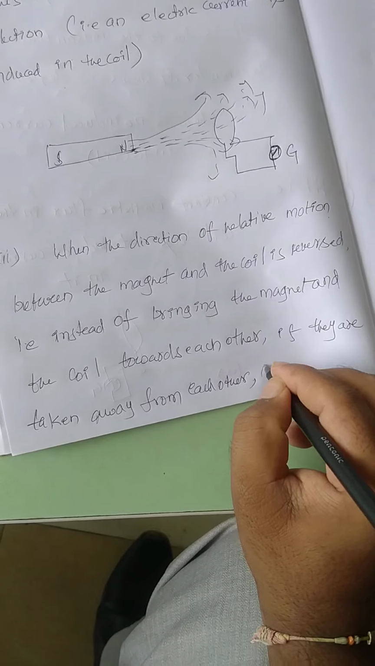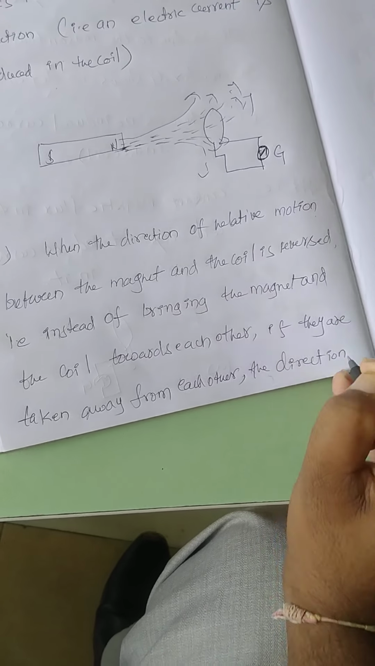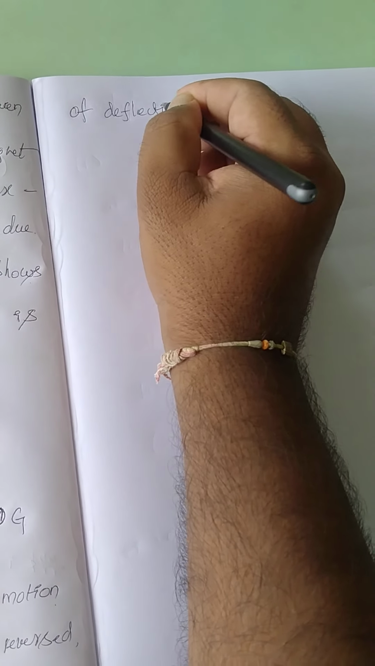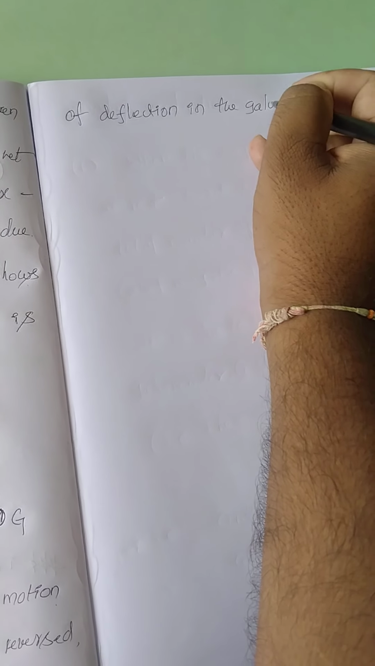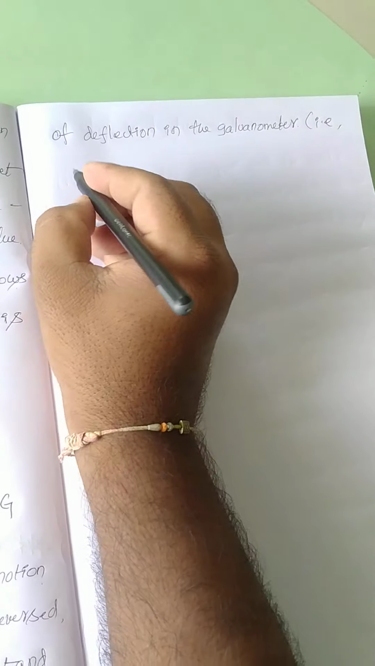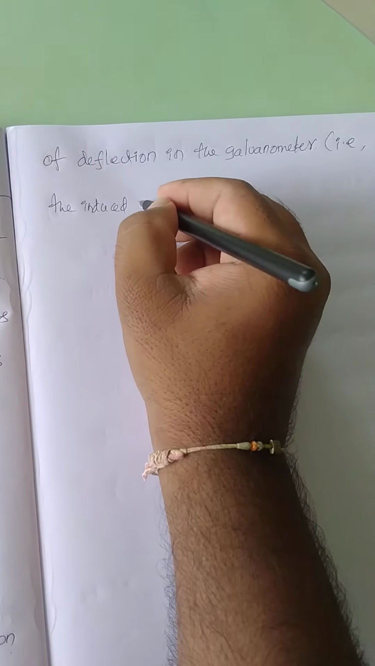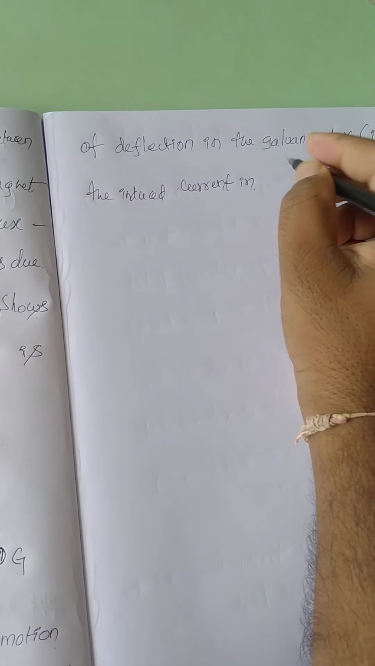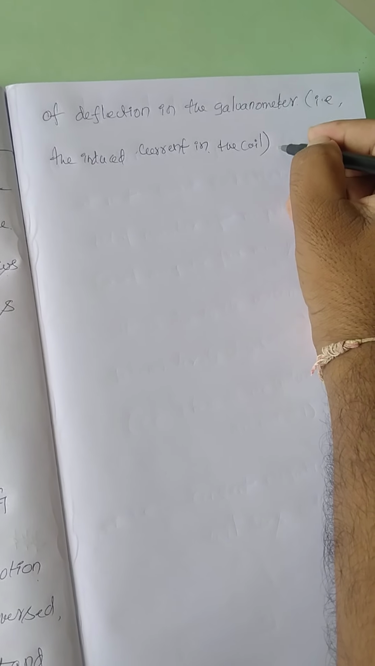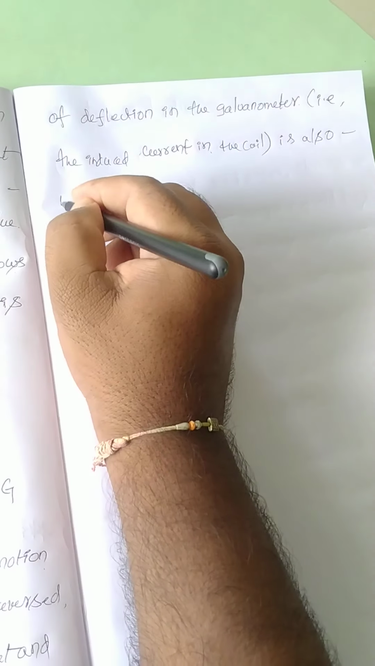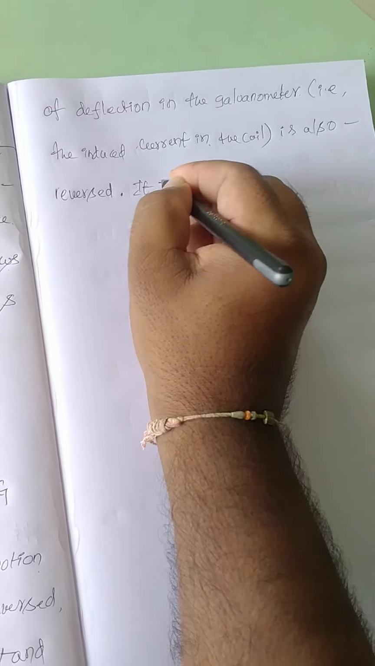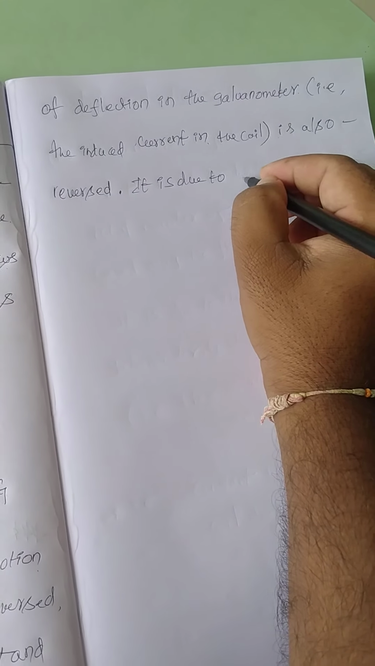The direction of deflection in the galvanometer, that is the induced current in the coil, is also reversed. It is due to this reason.